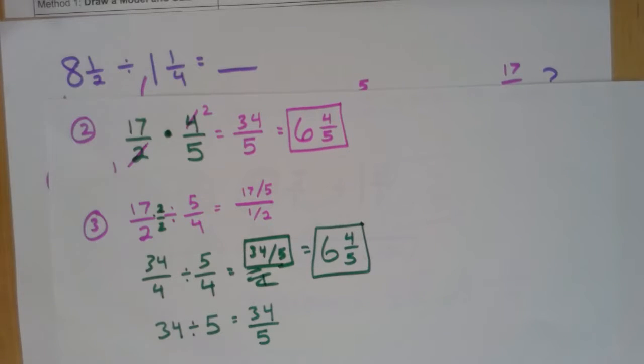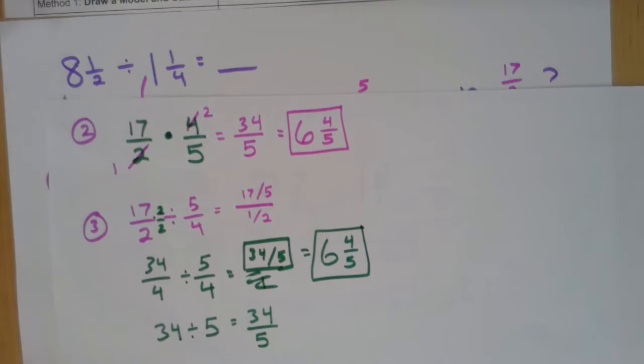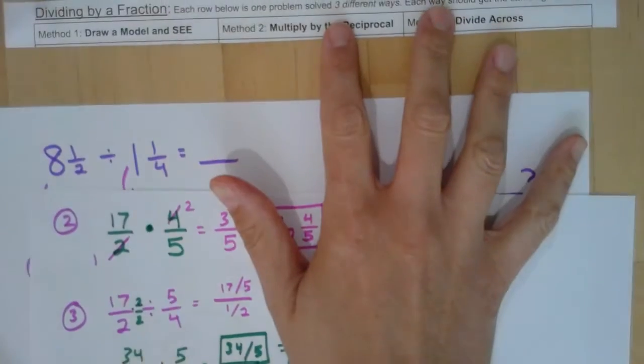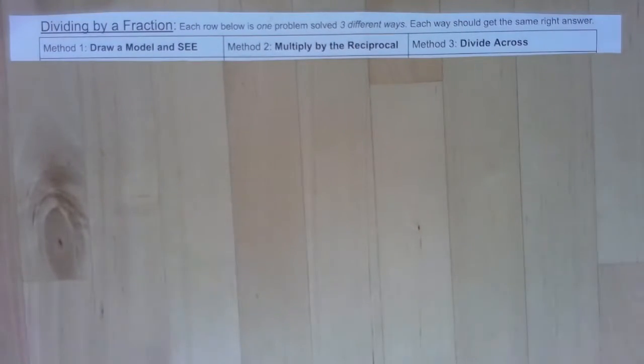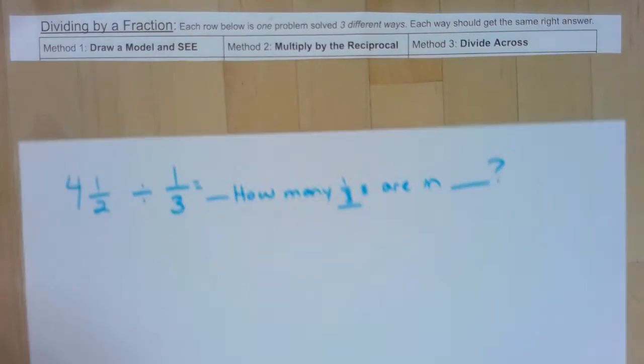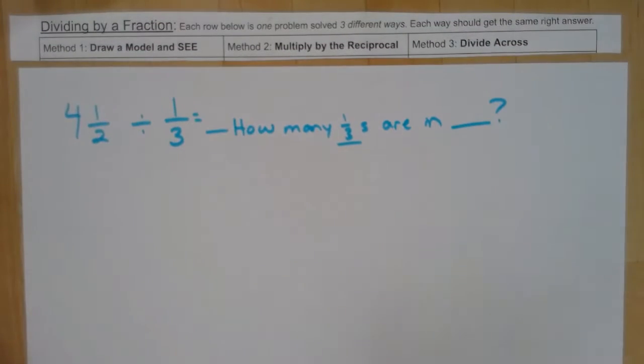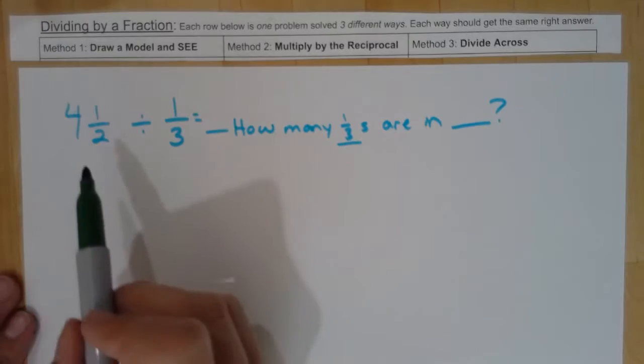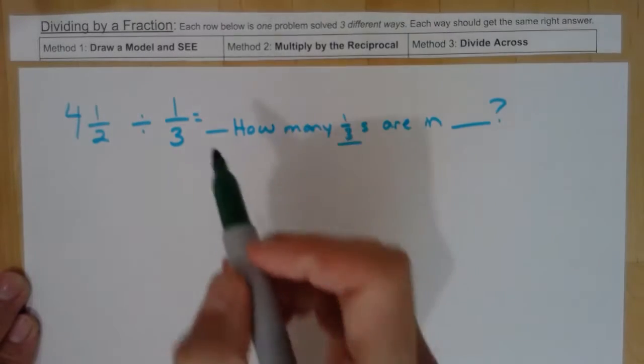I'm going to do one final example, but you're welcome to pause at that point if you feel like you understand. I really like this final example though, because it's going to be another example where maybe some of our methods work better than some of the other methods. 4½ divided by 1/3 equals what?